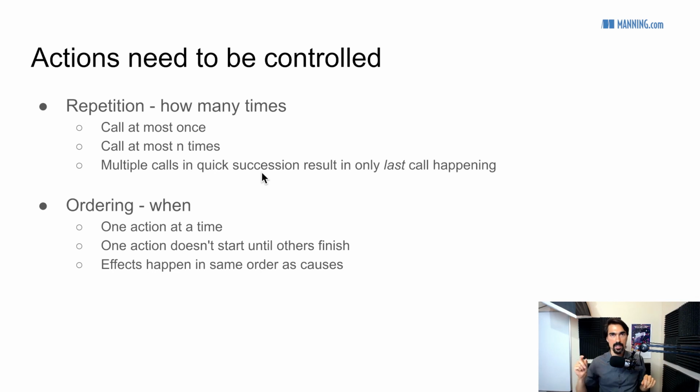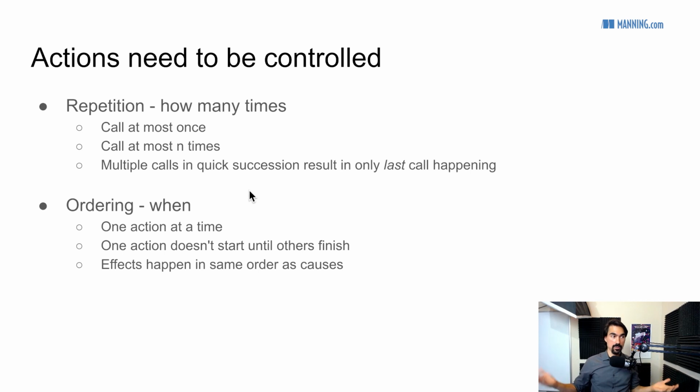Well, you only want to calculate the total for the last item added, not the first one, okay, maybe, but the middle ones, you don't really need them. So you could have a model, which we develop in the book, where only the last one gets run.